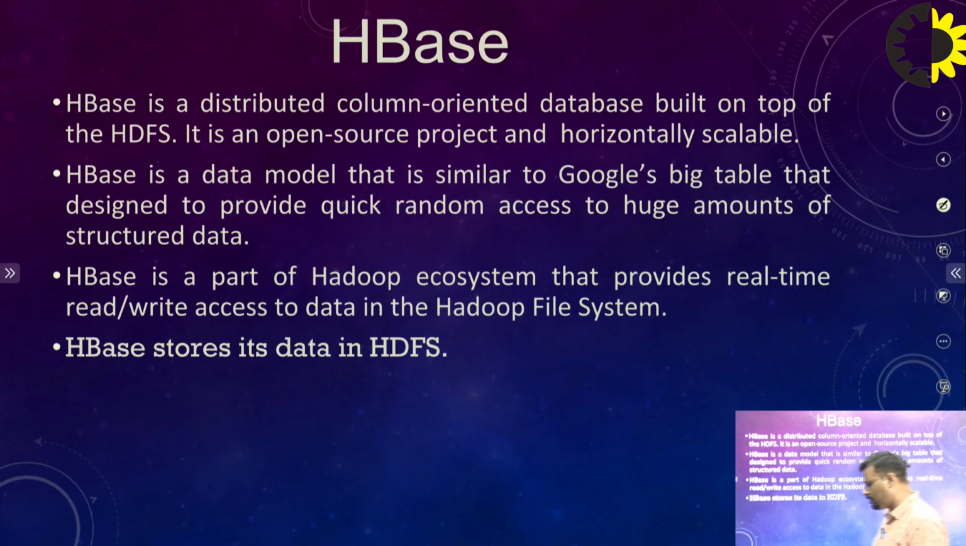Okay, after the completion of Hive and Pig, we will introduce the next concept on the Hadoop distributed file system. We use HBase. HBase is a distributed column-oriented database built on top of HDFS. It is an open source project and horizontally scalable. HBase has a data model similar to Google Bigtable, designed to provide quick random access to huge amounts of structured data.